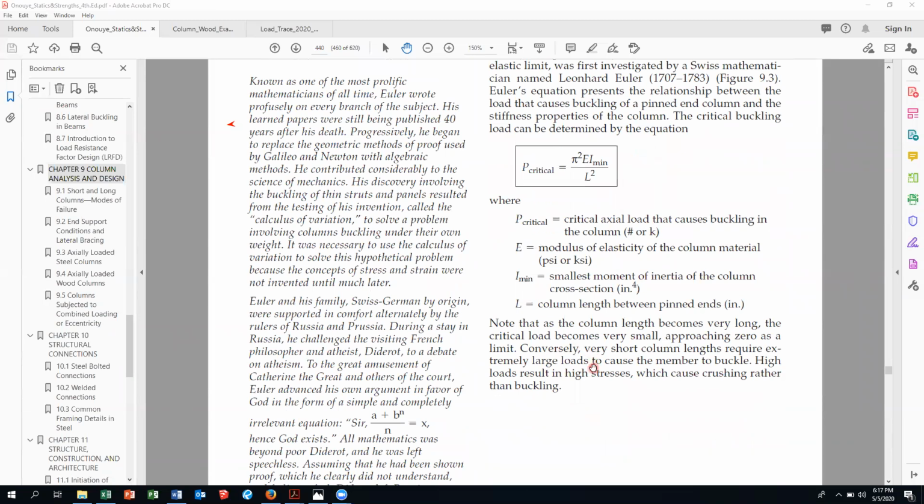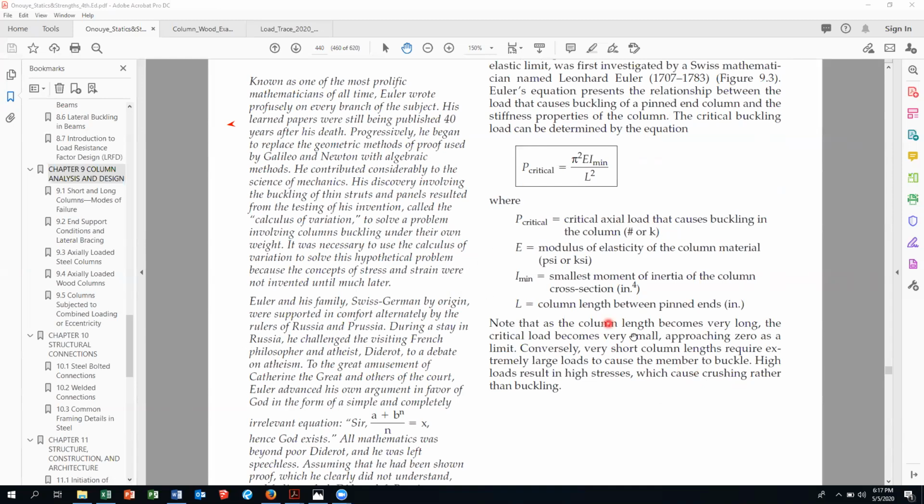Okay? As the column length becomes very long, the critical load becomes very small, and very short columns require extremely large loads to cause the members to buckle. And if it's super short, then it's going to be crushing rather than buckling.